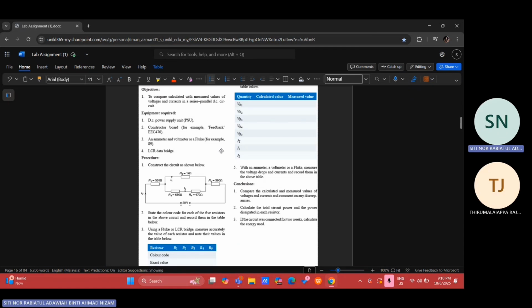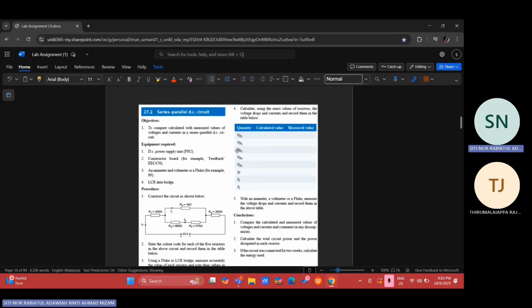For this lab, R1 is 330 ohms, R2 is 1000 ohms, R3 is 680 ohms, R4 is 470 ohms, and R5 is 390 ohms. For this lab, we have to measure the quantities VR1, VR2, VR3, VR4, VR5, IT, which is I total, I1, and also I2.